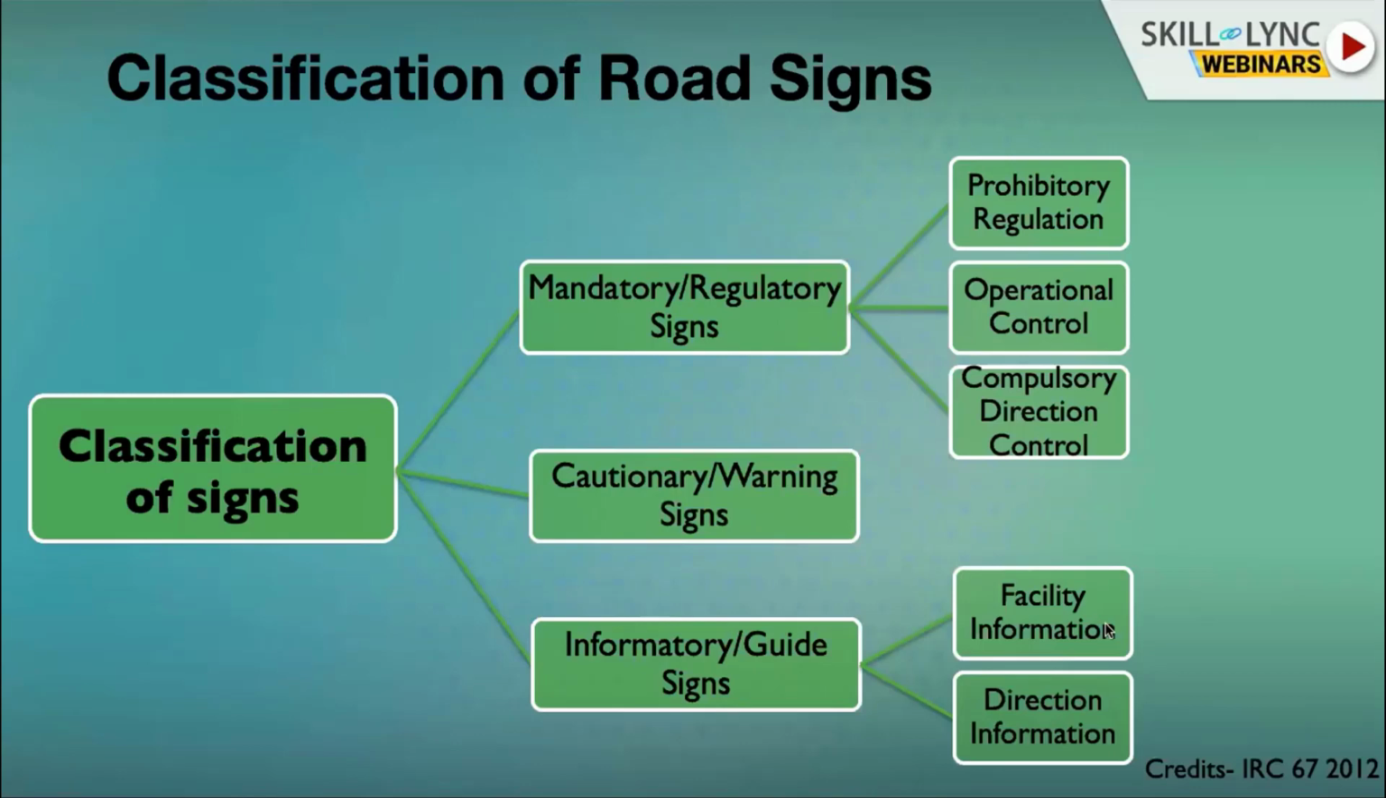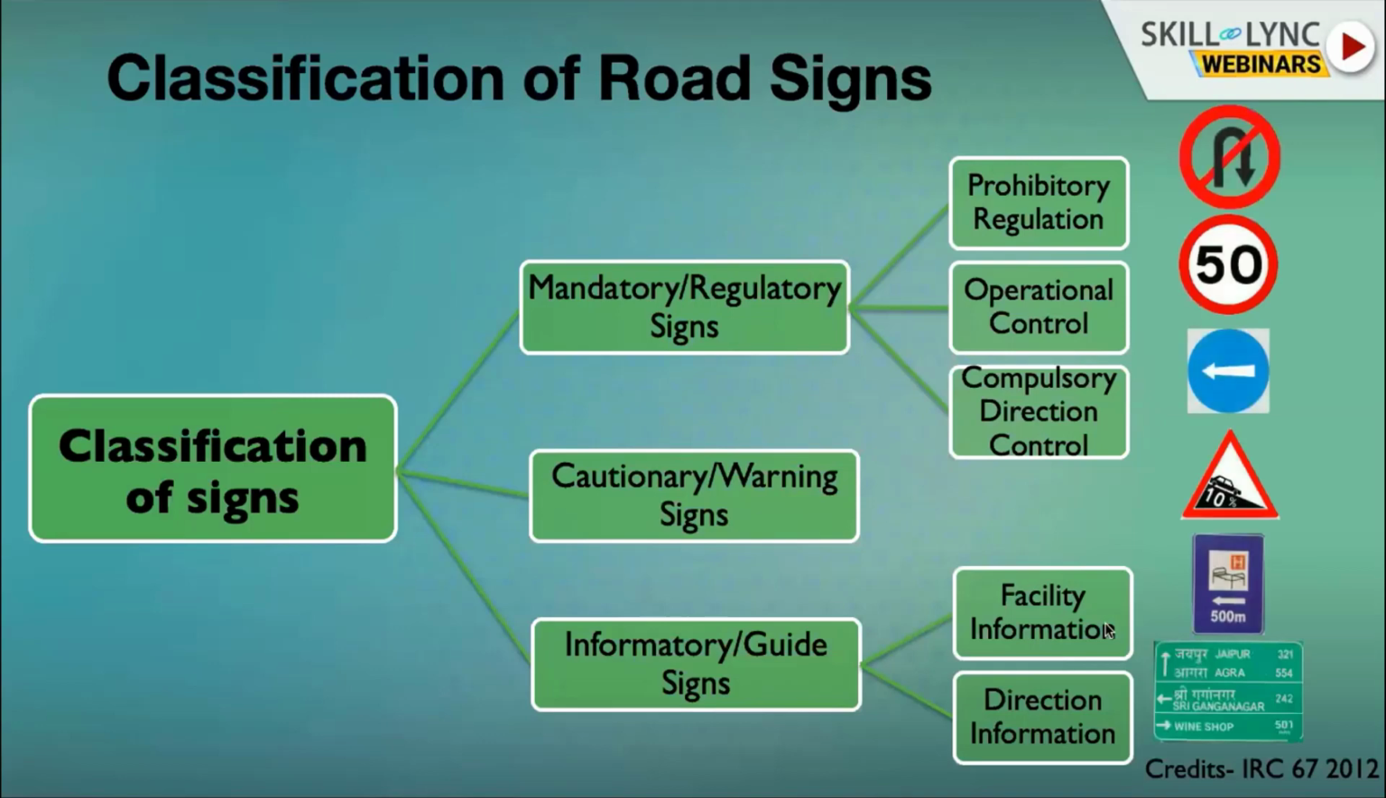There can be informatory signs as well. These are the guiding signs. There can be two types of informatory signs. One can be facility information, like information on a hospital in the vicinity, restaurants, parking areas, or rest areas available in the vicinity, or maybe direction information, which will show you the destinations and the distances, and the direction in which you have to be led. These are the examples for them.